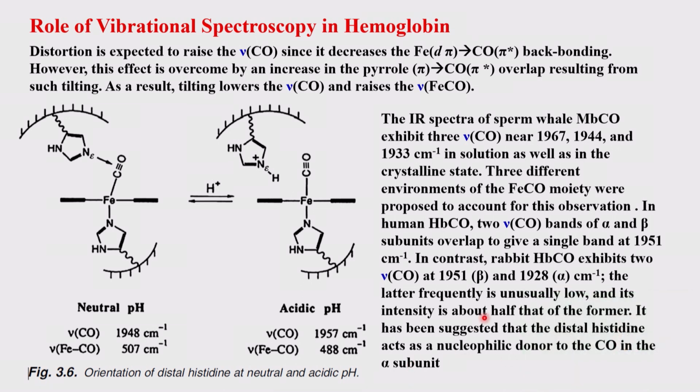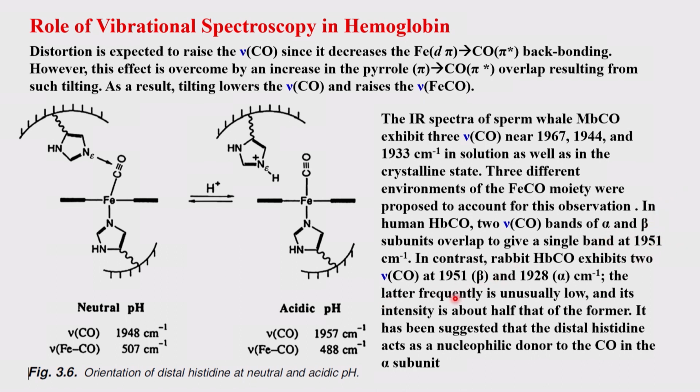So what is happening in this particular case is because the distal histidine acts like a nucleophile more in the case of the CO for the alpha subunit, but not for the CO of the beta region in the case of the rabbit, and that is why. And in the case of human, why are they the same? Because the influence of the distal imidazole is more or less the same in both cases, whether it is the alpha region or the beta region. That is why you get the same frequency, which is 1951.